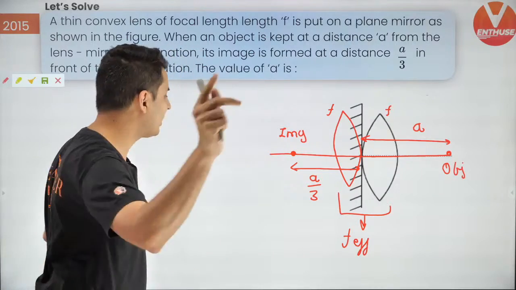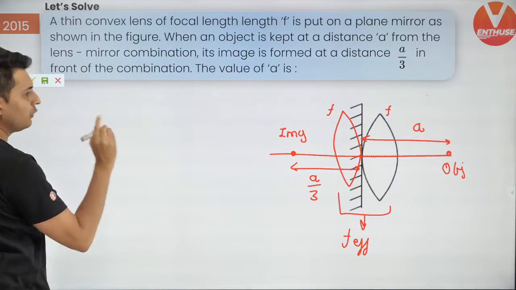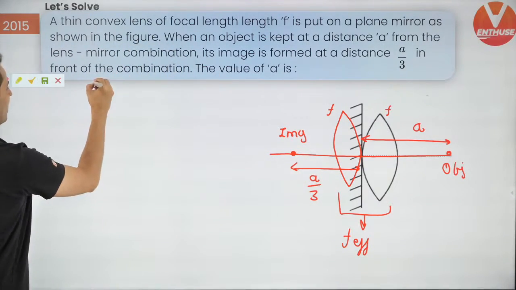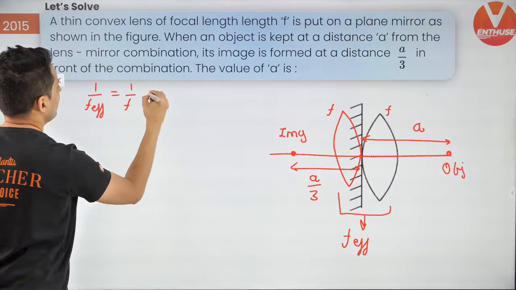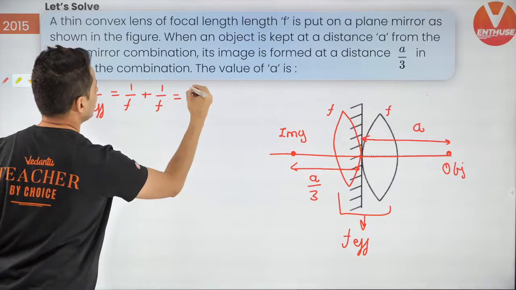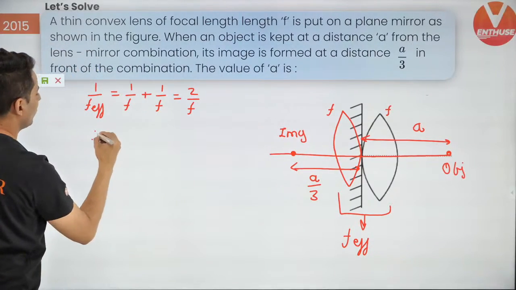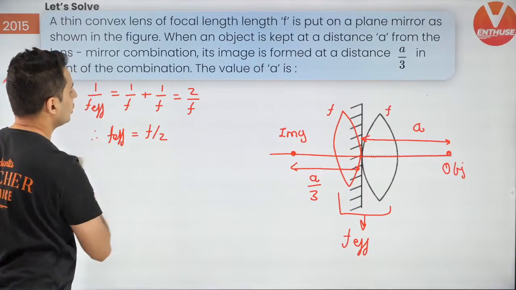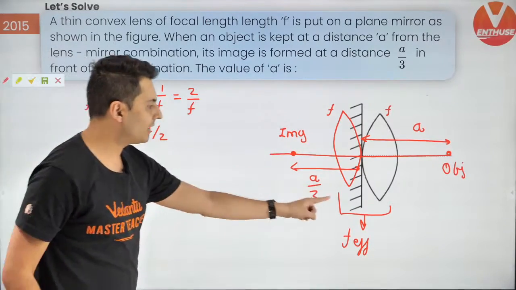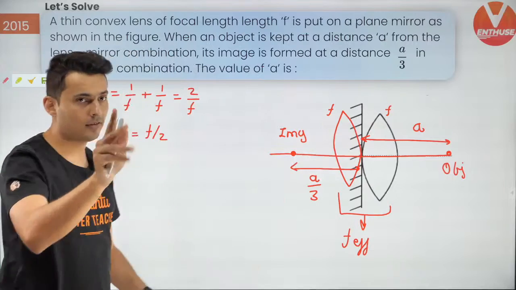Now let's figure out the effective focal length of this combination. So I will use this: 1 by f effective is 1 by f plus 1 by f. So it will become 2 by f. Therefore, f effective is actually f by 2. So I found the effective focal length. It is actually f by 2.